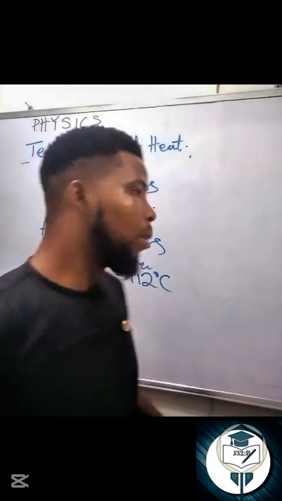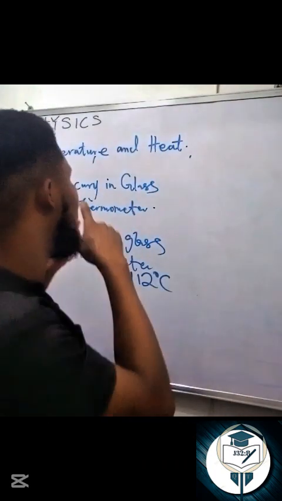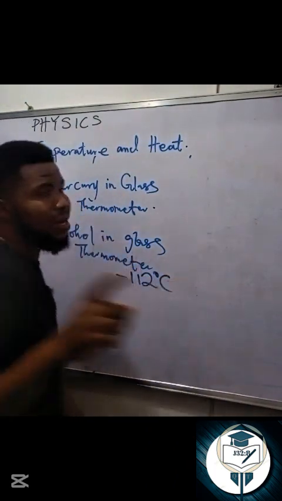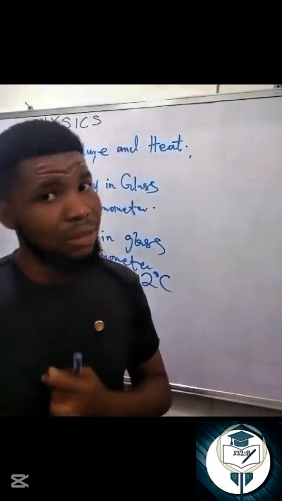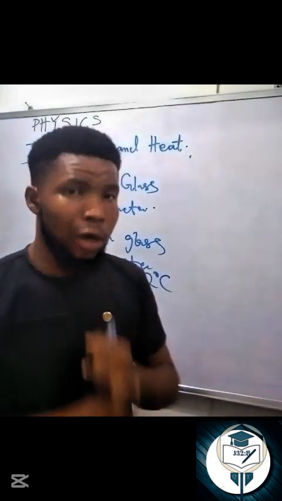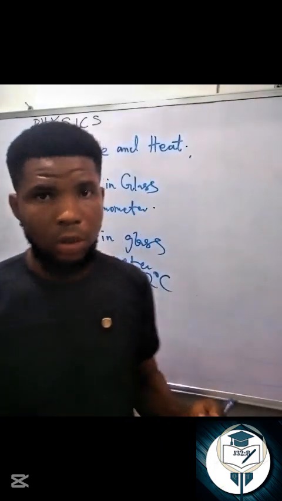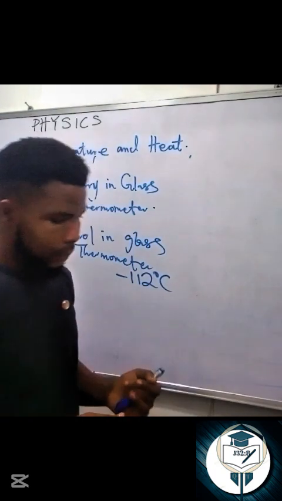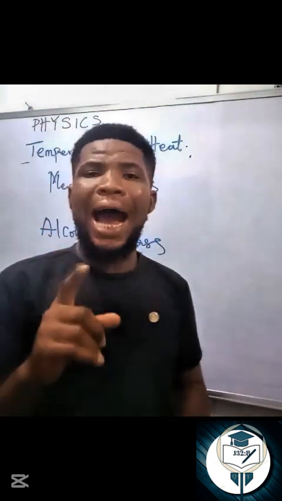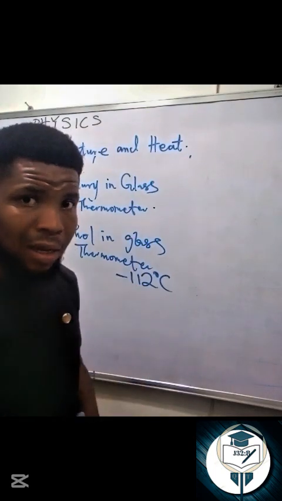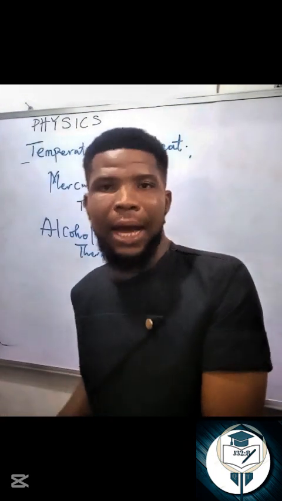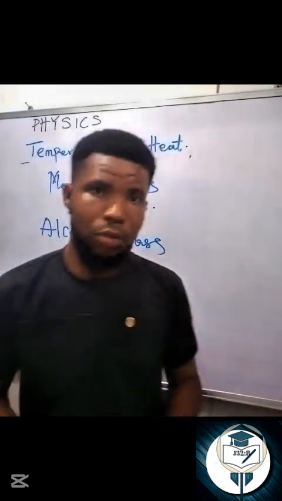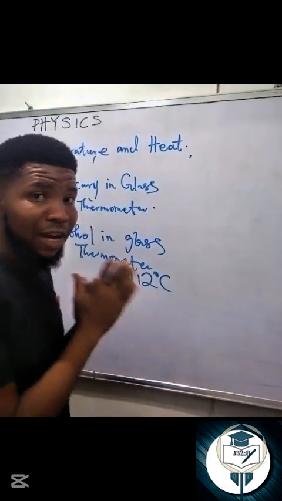But alcohol has disadvantages. Mercury also has disadvantages. Let's start with mercury. What are the disadvantages of the mercury in glass thermometer? Number one, mercury is very expensive, so a thermometer constructed with mercury is going to cost much more than one with alcohol. Alcohol is cheap. Then number two, mercury's freezing point is minus 39, and that means it cannot measure temperatures lower than that, so it can't be used in the ice regions. That's the disadvantage of mercury.